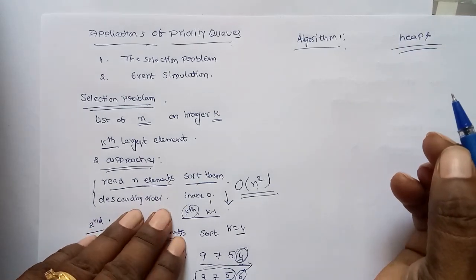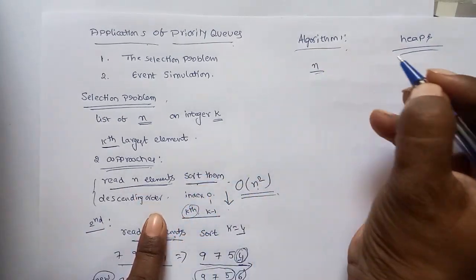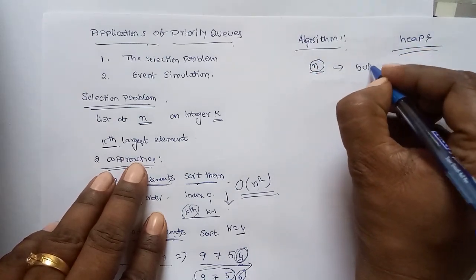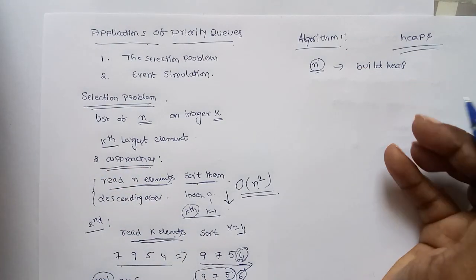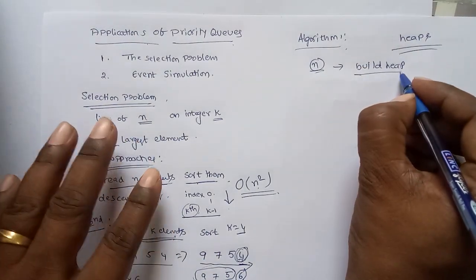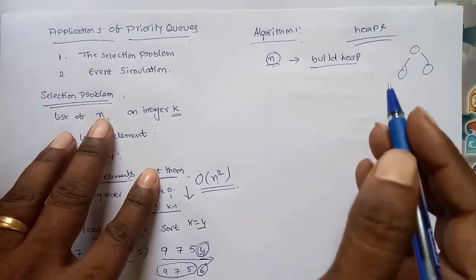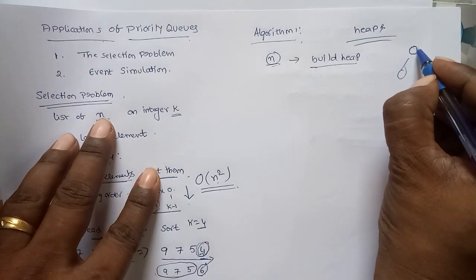So the first algorithm, algorithm 1 means the first approach: read all n elements and then apply the build heap algorithm. After reading all the elements, apply build heap. Okay, that is, a heap is constructed. Then what is the largest element? The first largest element is at the root.